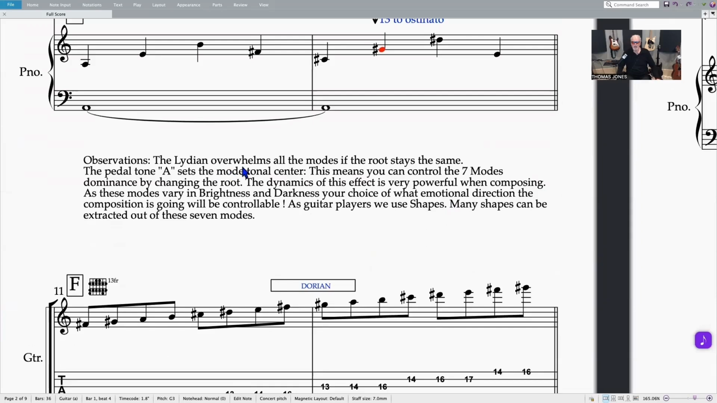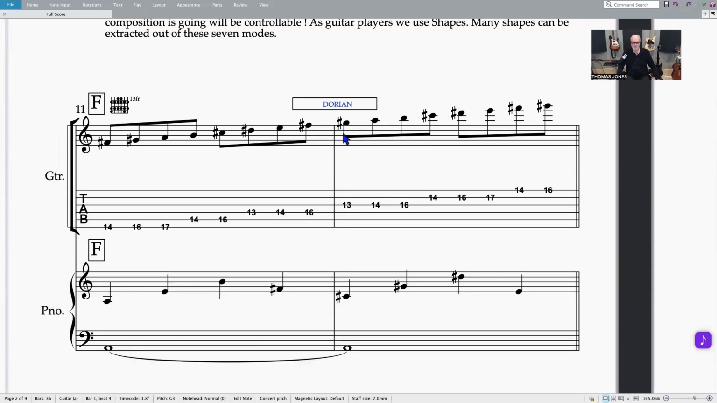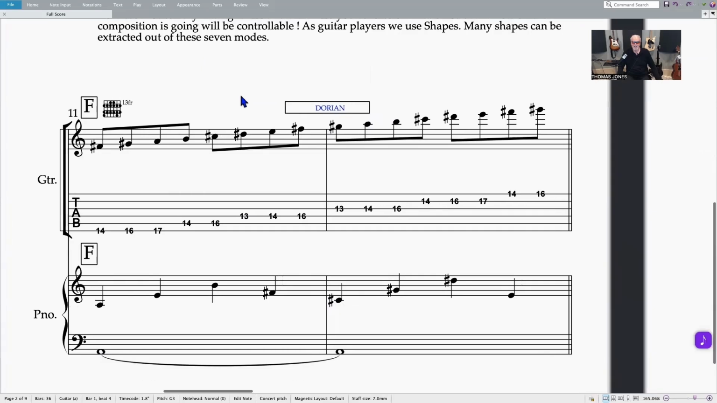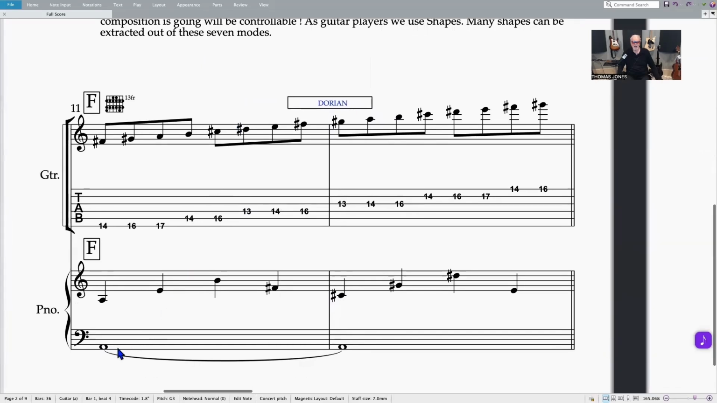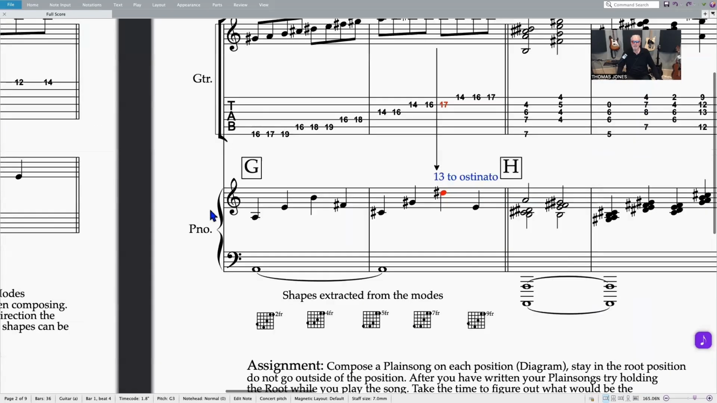Okay, so there's observations. The Lydian overwhelms all the modes if the root stays the same. Doesn't matter what church mode you're in. If you've got an A root, if the bass player's playing an A root, you're going to be in A Lydian as long as you're playing those notes, okay? If the leader of the band turns around and says, hey man, we're in Dorian, I say, yeah, but the bass player's playing this A, so that means I'm not in the Dorian mode because you're playing that A down there. You want me to be in F sharp Dorian? Well, then you've got to play an F sharp. Okay. Anyway, that's just a little guitar theory.